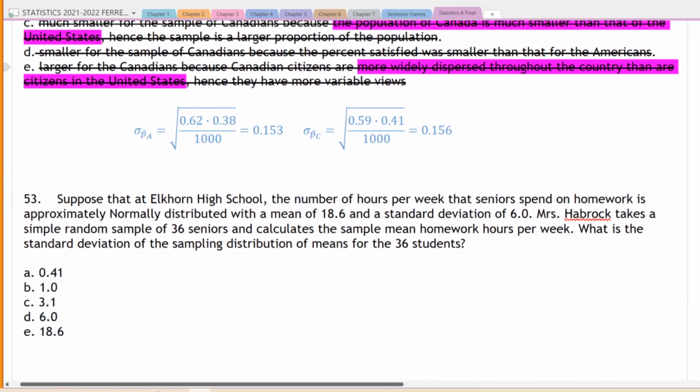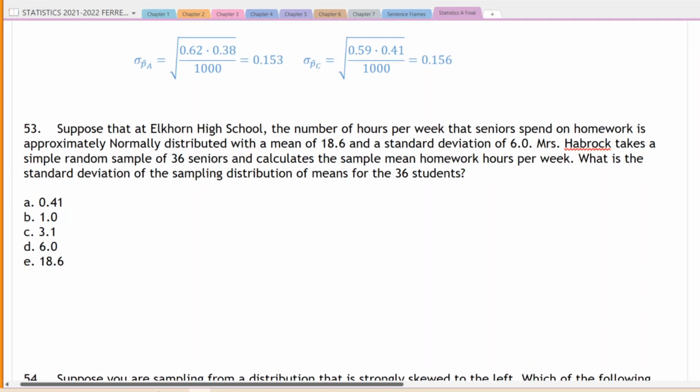Question number 53. Suppose at Elkhorn High School, the number of hours per week that seniors spend on homework is approximately normal, with a mean of 18.6 and a standard deviation of 6. We have Mrs. Habrick taking a random sample of 36 seniors and calculating the sample mean homework hours per week. What's the standard deviation for this sampling distribution of means for 36 students?